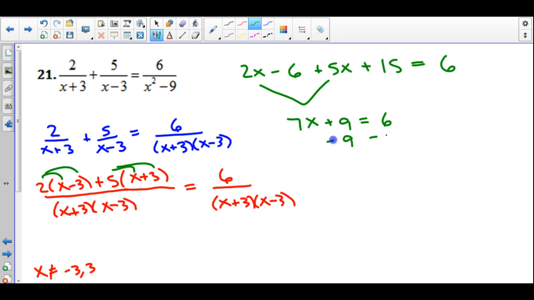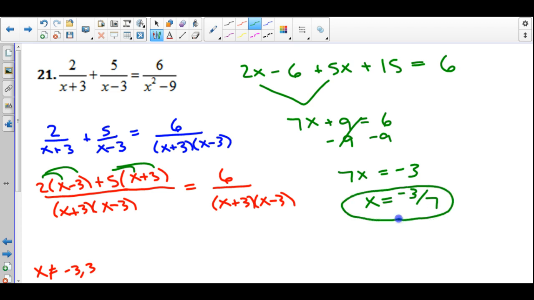I'm going to subtract 9 on both sides. So I get 7x equals negative 3. So it's an ugly answer, but it totally works. X is going to be negative 3 over 7. And again, we could take that, substitute it back in, and you would get that same answer again.